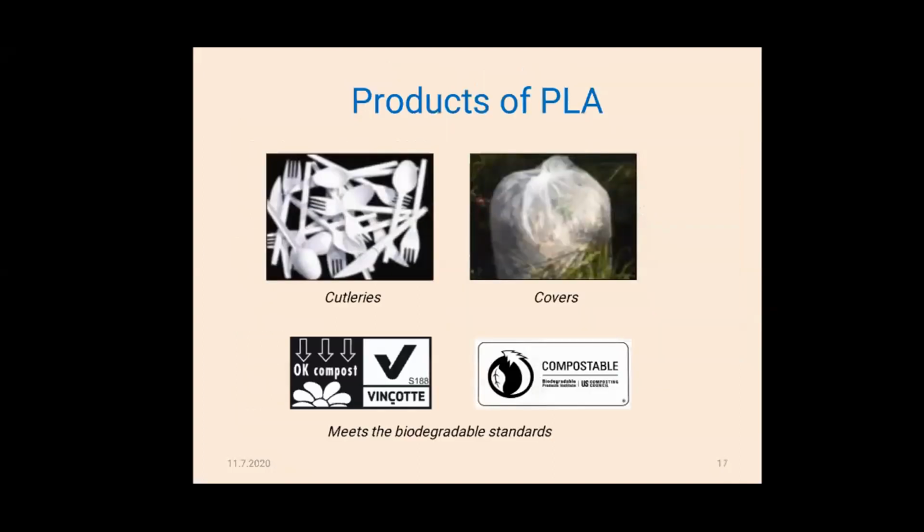Some of the most common products made using polylactic acid are cutlery and packaging covers. On those covers they give a symbol like OK compost, showing that it will undergo full biodegradation. The standard was given by European standards, and on all the biodegradable packaging film covers using PLA, that symbol is enabled. It shows that it meets the biodegradable standards.